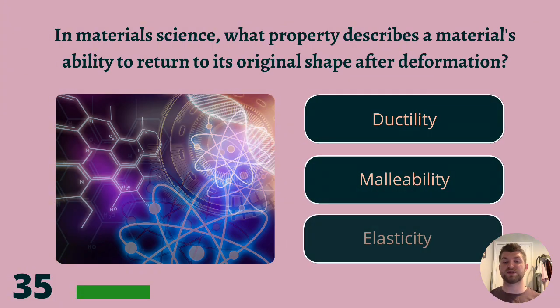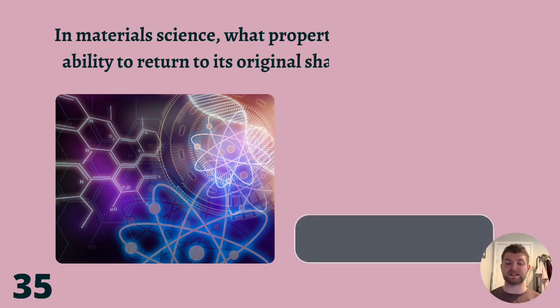In materials science, what property describes a material's ability to return to its original shape after deformation? Ductility, malleability, or elasticity? The answer is elasticity.